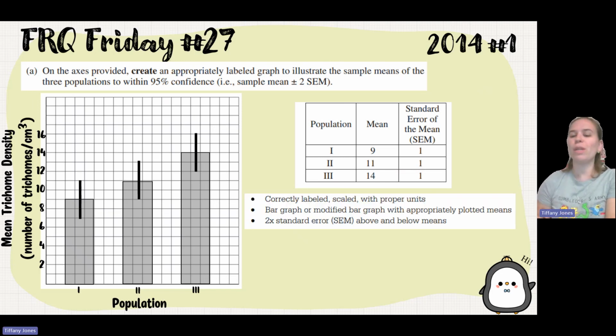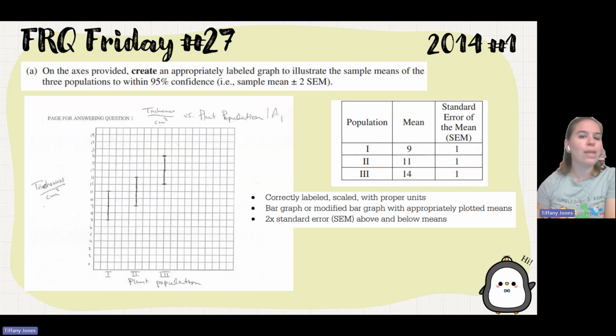So the points were given for this for having it correctly labeled, scaled with proper units, a bar graph or a modified bar graph. And I'll show you a modified bar graph when we see the student's response later. And then 2 times standard error of the mean above and below the mean. So here we see that modified bar graph. When they do a modified bar, they just put a data point at where the mean is, and then they would extend out the 2 standard errors of the mean from that. And the student has received all 3 points for this one.